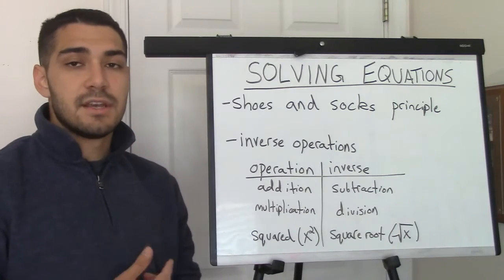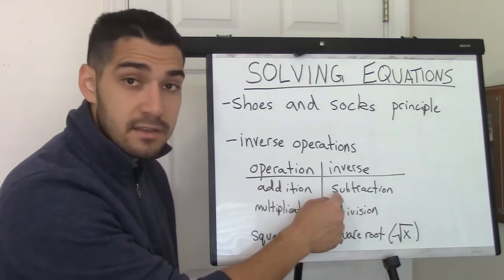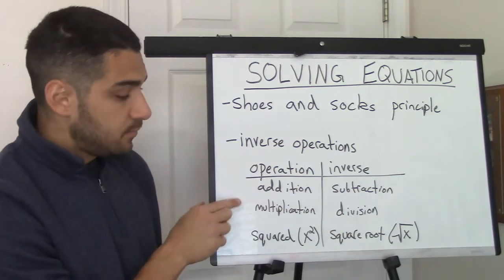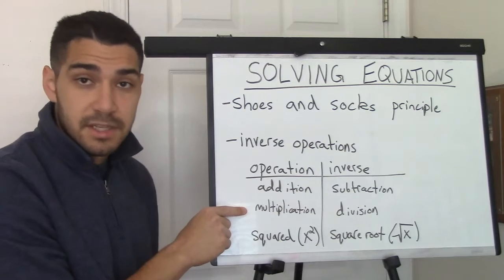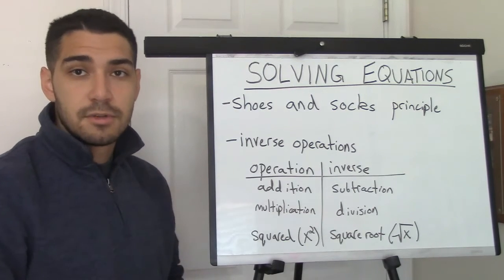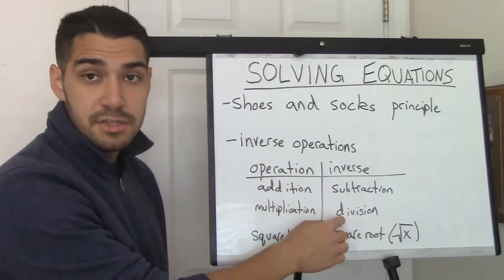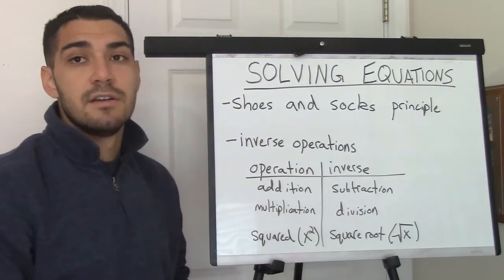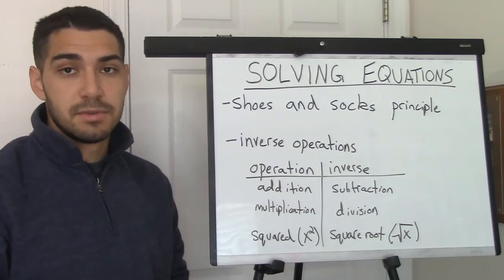And the same thing goes the other way. If something is being subtracted, to undo the subtraction, we have to add. If we have the operation of multiplication, if something's being multiplied to our variable, to undo the multiplication, we have to use division, or the other way around. If something is being divided, to undo the division, we have to multiply.